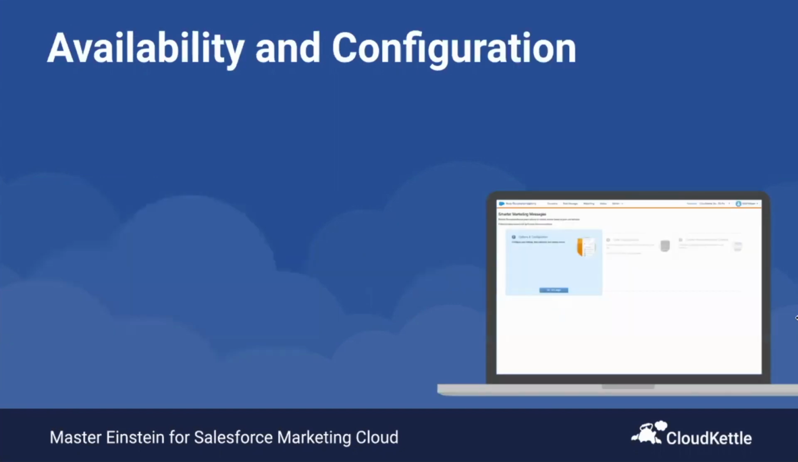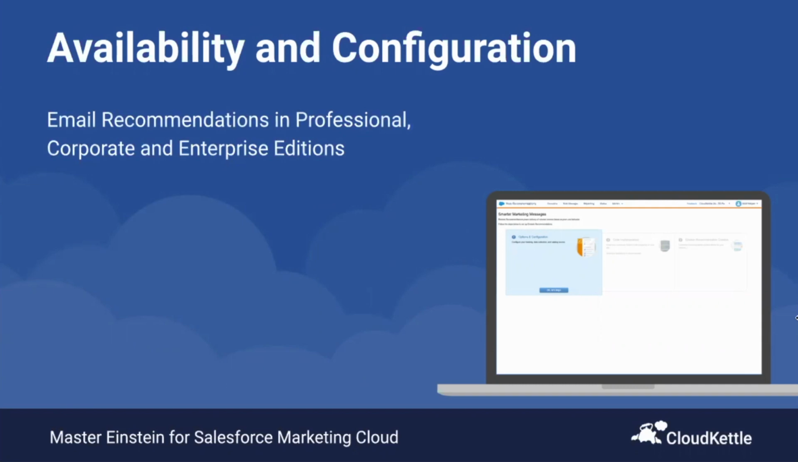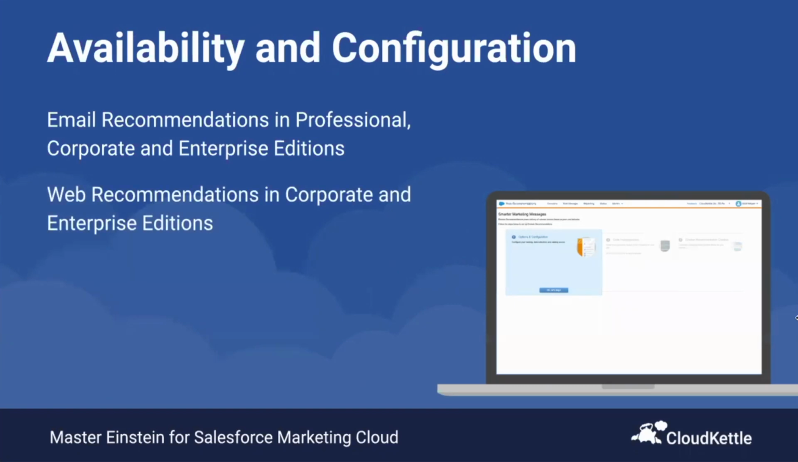Now, Einstein Recommendations is already available on most Marketing Cloud accounts. Email Recommendations is available in all editions except Basic. And Web Recommendations is available in Corporate and Enterprise editions, and is also a paid option for the Professional edition.